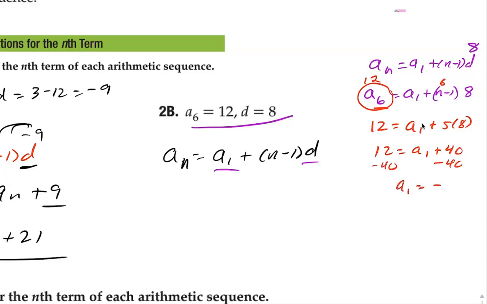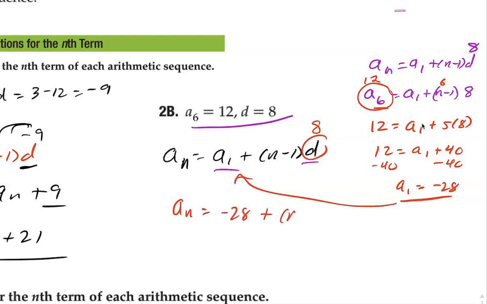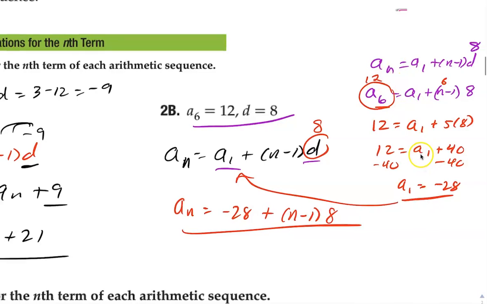a1 equals negative 28. Now I could go back, plug that in here. My common difference is 8, and I am done. Here's my formula. I should simplify, but I'm trying to save a little time, so I'm not going to. But that's the general idea. So anytime you get the formula, you're missing something, just go back to the original formula and plug in what you do have. In this case, we did have the 6th term was 12. So when I plug in 6, it equals 12. I was able to solve for a1, and I was able to move on.